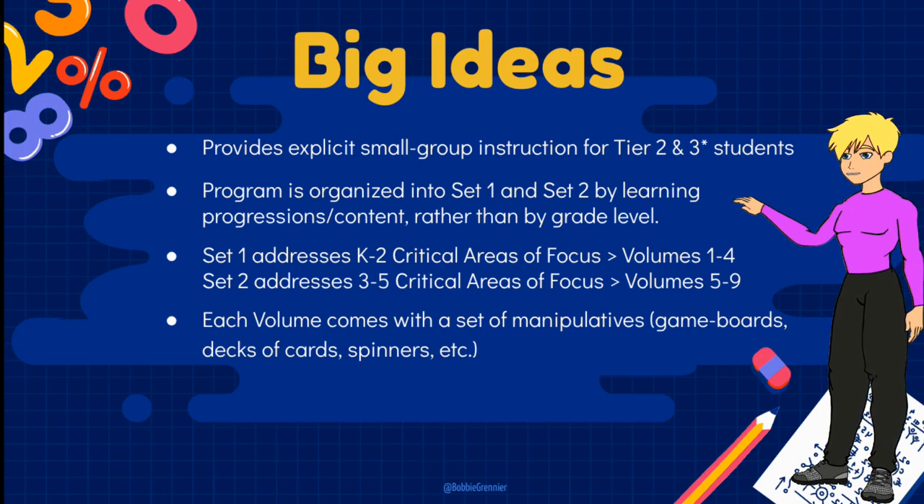The program is organized into Set 1 and Set 2 by learning progressions or content rather than by grade level. Set 1 addresses K through 2 critical areas of focus in volumes 1 through 4, and Set 2 addresses grades 3 through 5 critical areas of focus in volumes 5 through 9. Each volume comes with a set of manipulatives like game boards, decks of cards, and spinners. Resources are found in Bridges Intervention Curriculum by volume.